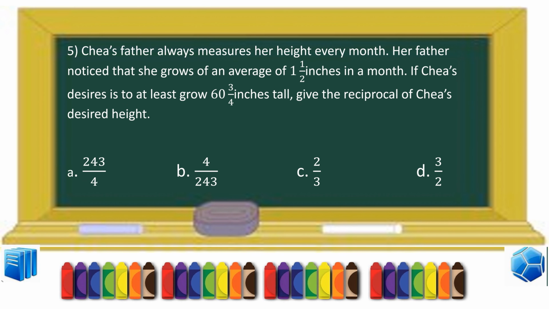Number 5. Chea's father always measures her weight every month. Her father noticed that she grows an average of 1 1/2 inches in a month. If Chea desires to grow at least 60 3/4 inches tall, give the reciprocal of Chea's desired height. A. 243/4, B. 4/243, C. 2/3, D. 3/2. The answer is 4/243.